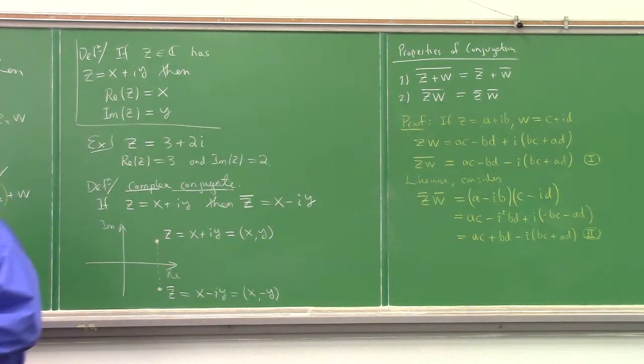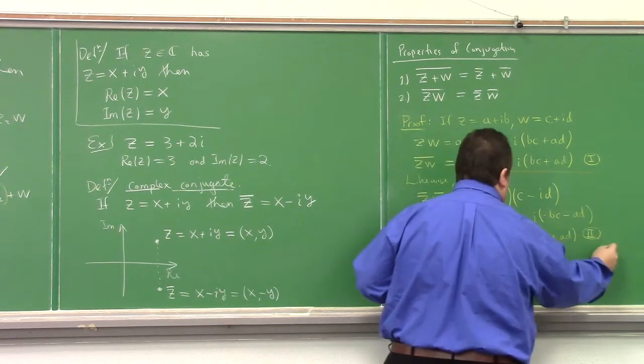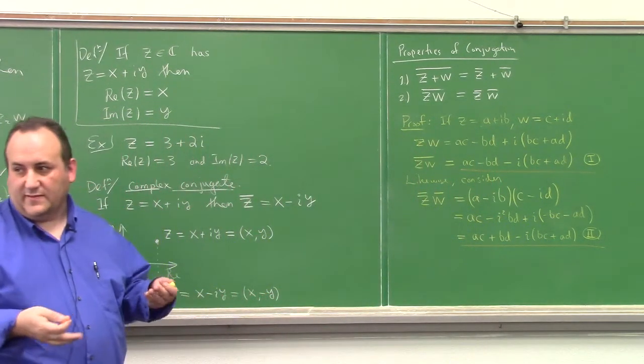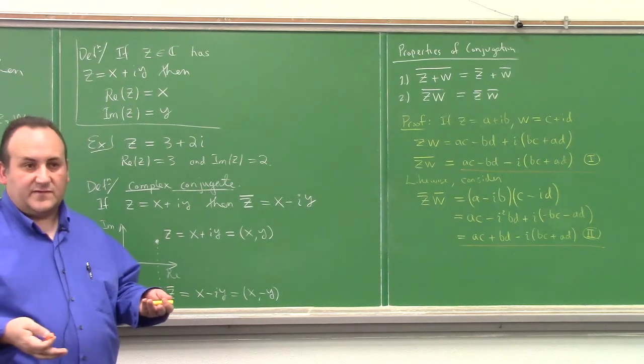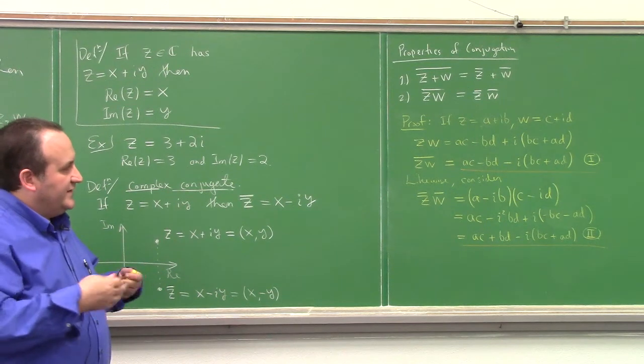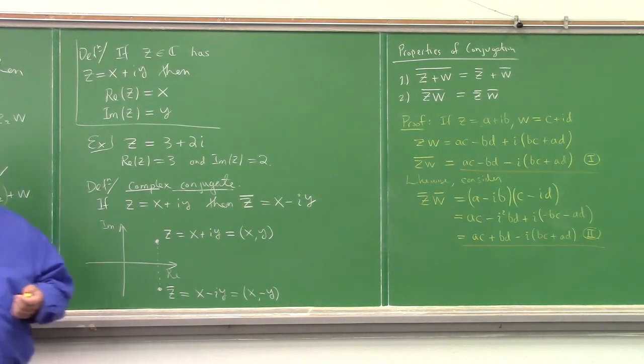What do you got? Right, if we look at 1 and we look at 2, they're equal, right? So we've met in the middle. Therefore, 2 follows the z bar. The conjugate of z times w is equal to the conjugate of z times the conjugate of w.